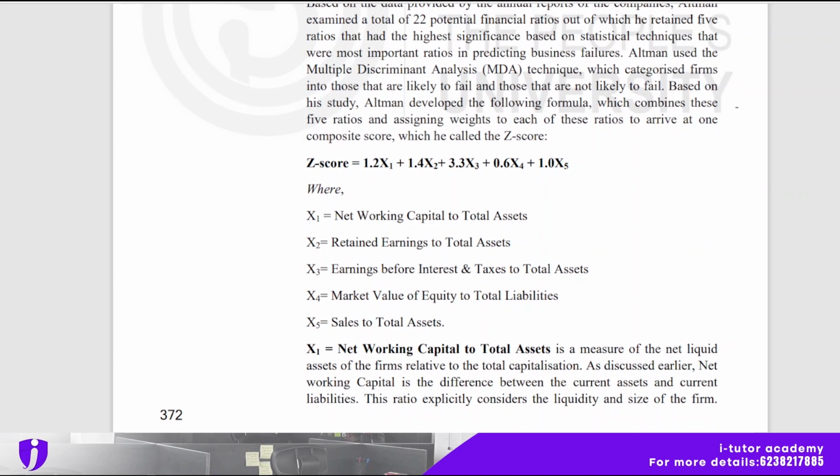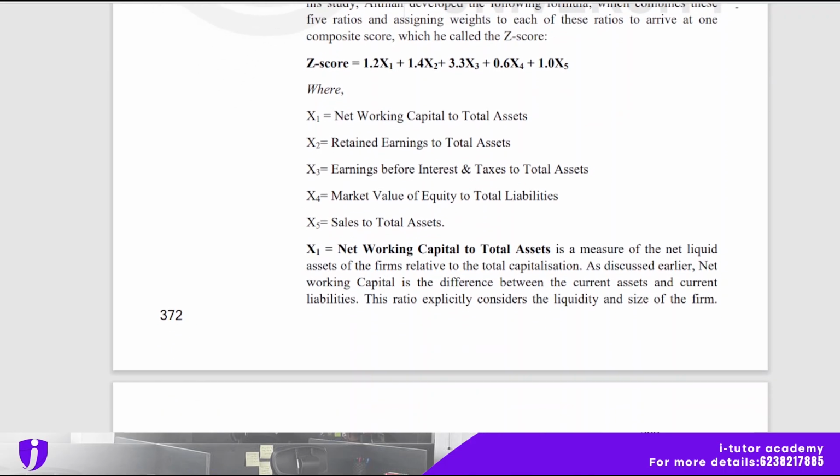Altman used the multiple discriminant analysis technique, which categorized firms into those that are likely to fail and those that are not likely to fail. Based on his study, Altman developed the following formula, which combines these 5 ratios and assigns weights to each of these ratios to arrive at one composite score, which he called the Z score. So the Z score is here.